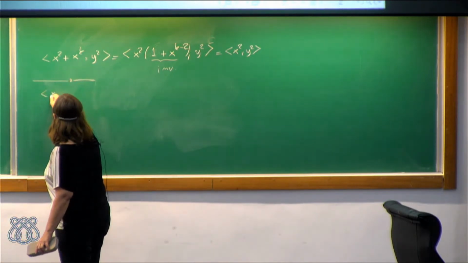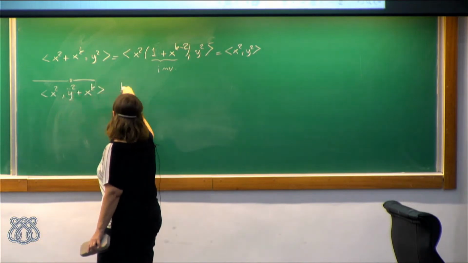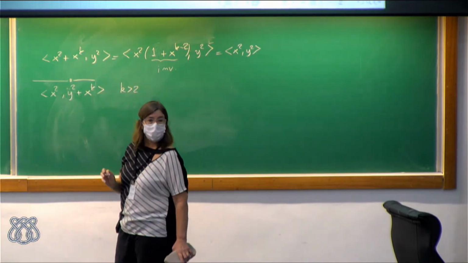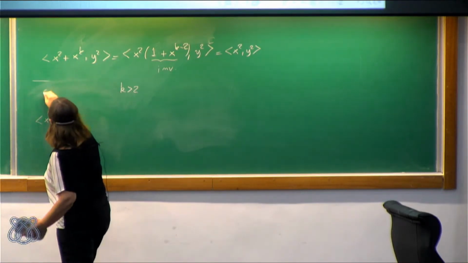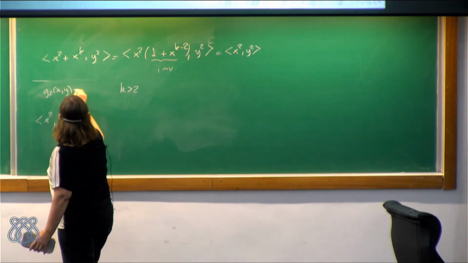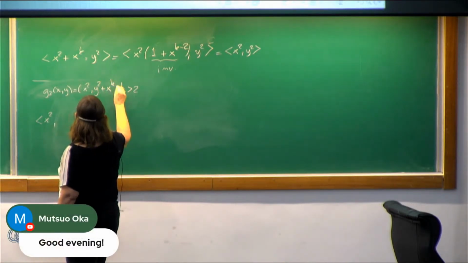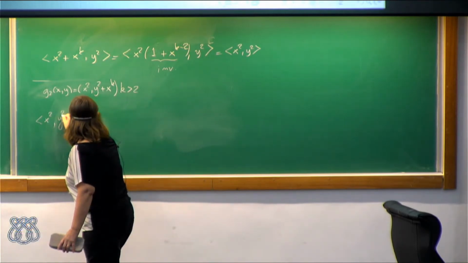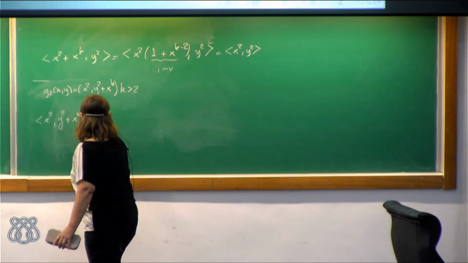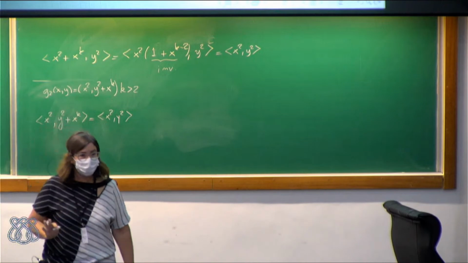So let's play. If, for example, you put something like that, then you can look at the ideal. Oh, sorry, G2 of xy, x squared, y squared, plus x to the k. All right? So this ideal is the same as this ideal. So in fact, they are K equivalent.